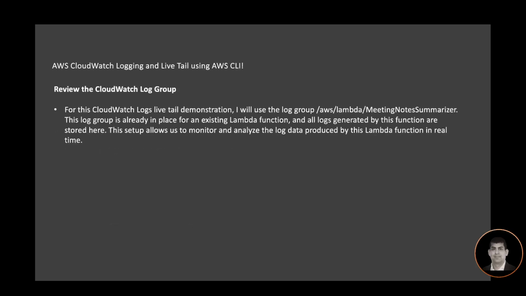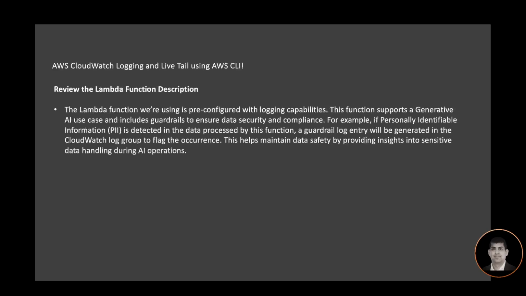Let's review the CloudWatch log group. In this use case, for the CloudWatch log live tail demonstration, I will use the log group AWS Lambda meeting note summarizer. This log group is already in place for an existing Lambda function, and all logs generated by this function are stored here. This setup allows us to monitor and analyze the log data produced by this Lambda function in real time. Next, we'll look at the Lambda function used here.